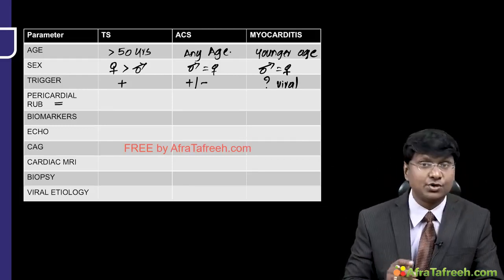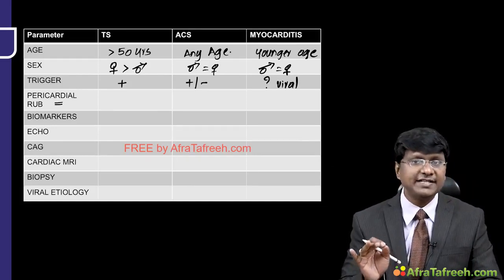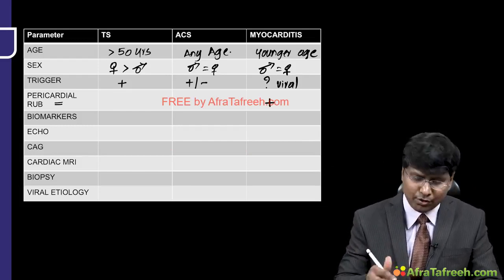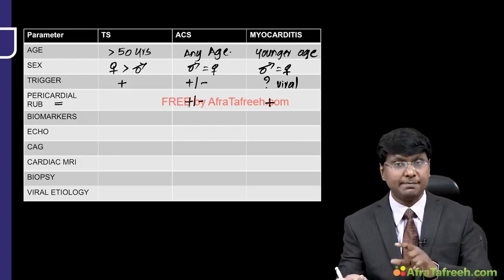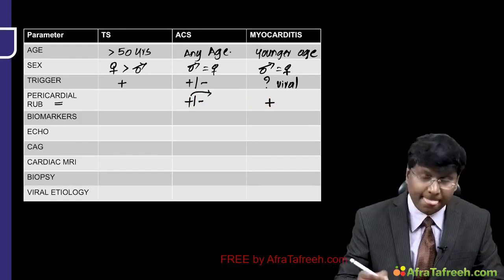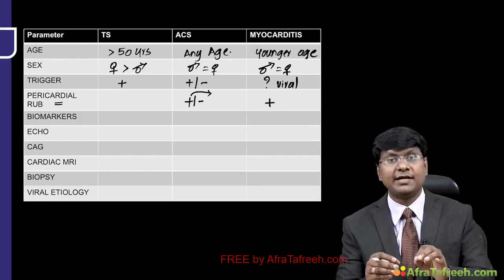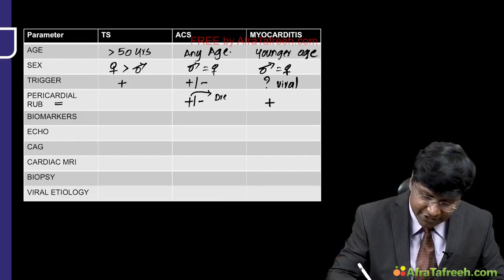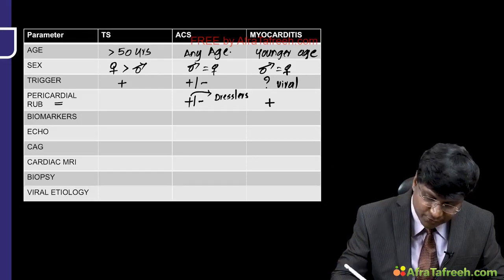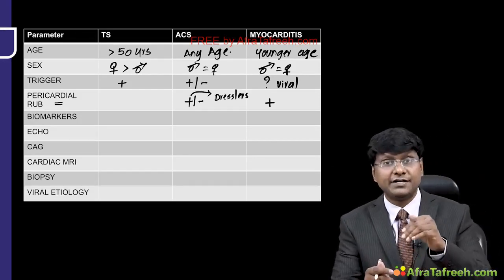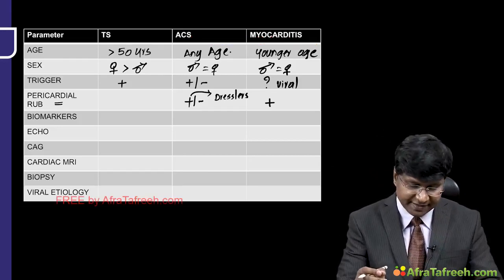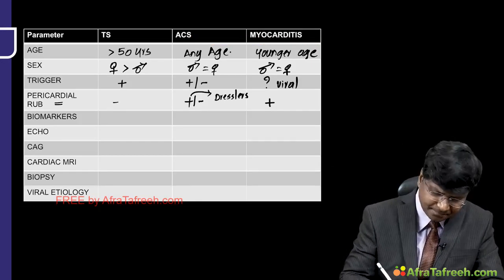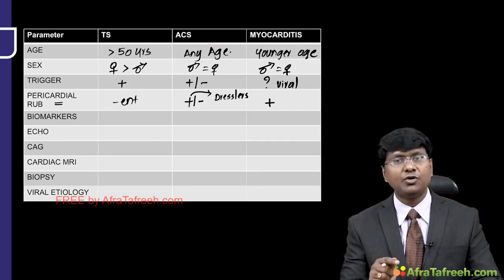Next is the presence of the pericardial rub. If you take this pericardial rub, it is seen in case of myocarditis. In acute coronary syndrome, it may or may not be present, but when patients with acute myocardial infarction develop a long-term complication in the form of Dressler syndrome, which is post-myocardial infarction pericarditis, there can be presence of the pericardial rub. And what about in case of Takotsubo cardiomyopathy? It is absent.